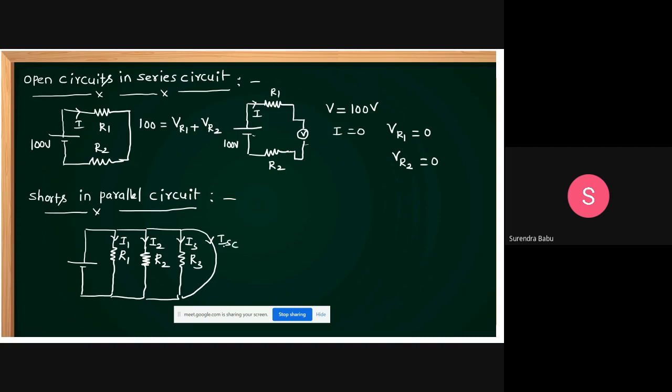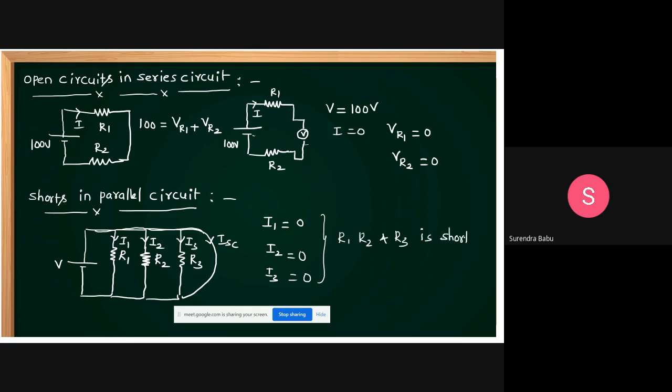This is ISC. Can anybody tell what is I1, sir? What is I2, students? What is I3 in this case? It is shorted, so the current is flowing through this path only. Then I1 is 0, I2 is 0, I3 is also 0. I1 equals I2 equals I3 equals 0. But R1, R2, R3 will not be damaged. The total current is bypassed through the short circuit path only. That is, R1, R2 and R3 are shorted.